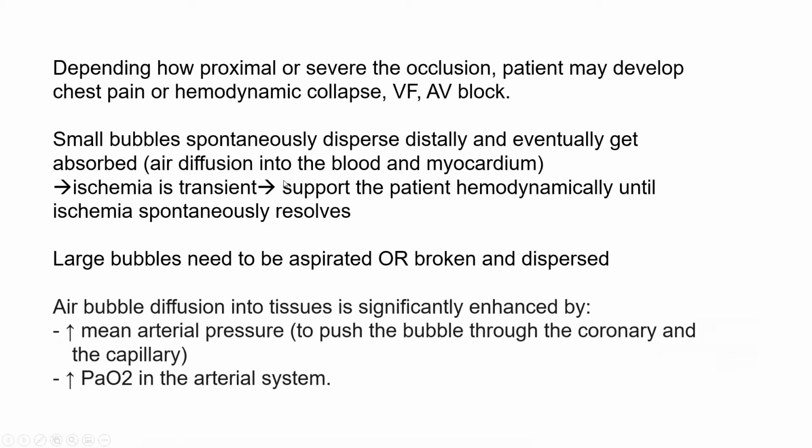So these are some didactic explanations. Depending on how proximal or severe the occlusion, the patient may develop chest pain or hemodynamic collapse, VFib, and AV block. Small bubbles spontaneously disperse distally and eventually get absorbed. The air will diffuse into the blood and the myocardium, so ischemia is transient in this case. All you need to do is support the patient hemodynamically if needed with pressors until ischemia spontaneously resolves.